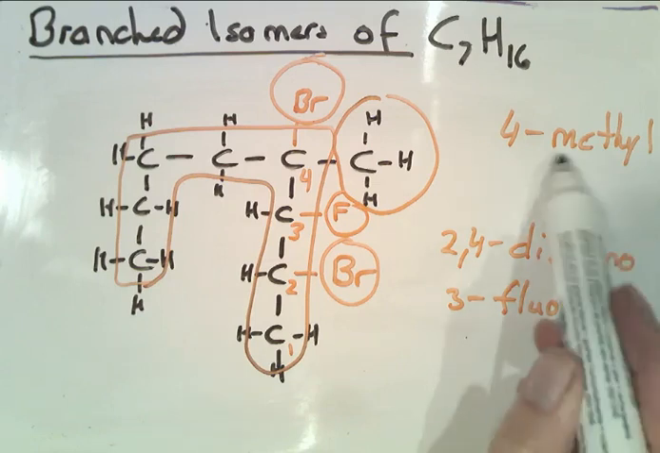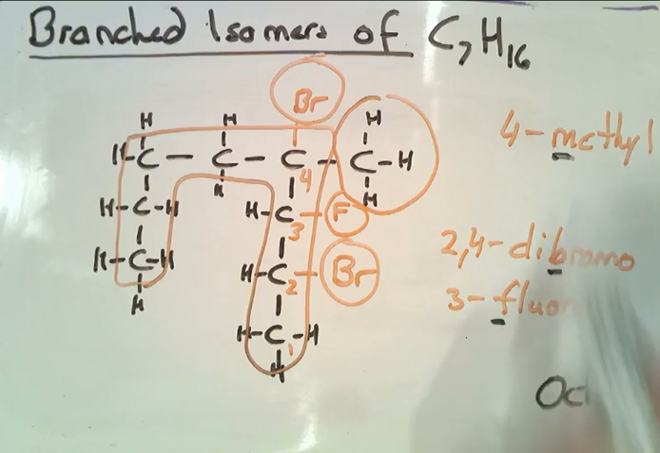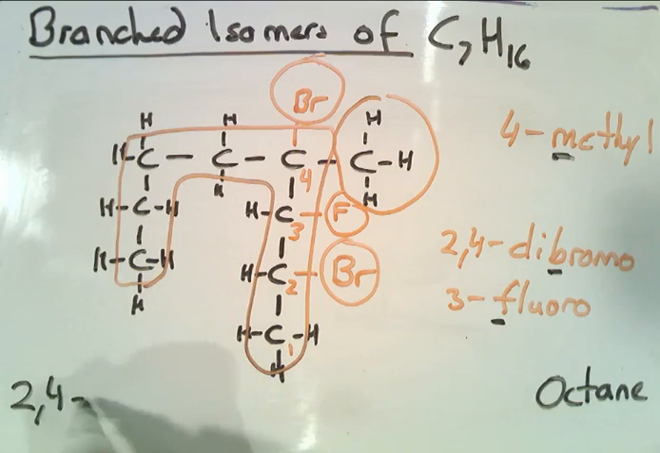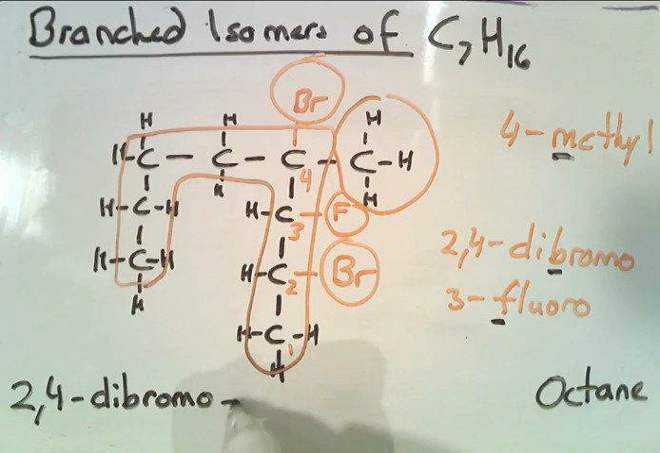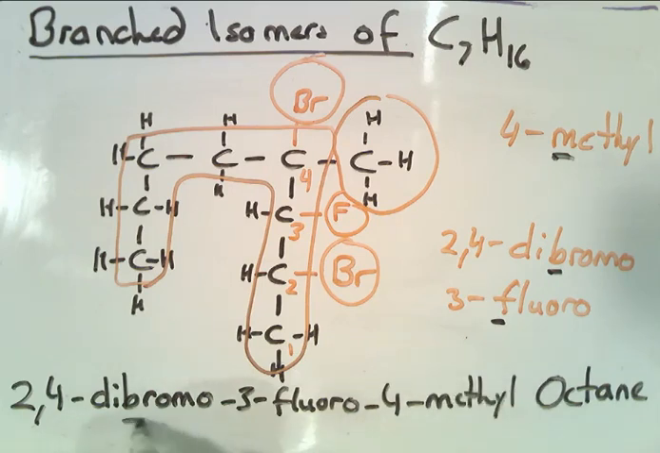So alphabetically, this is M, B, and F. So B, F, and M. So we start 2, 4, dibromo, 3, fluoro, 4, methyl. So B, F, and M, octane.